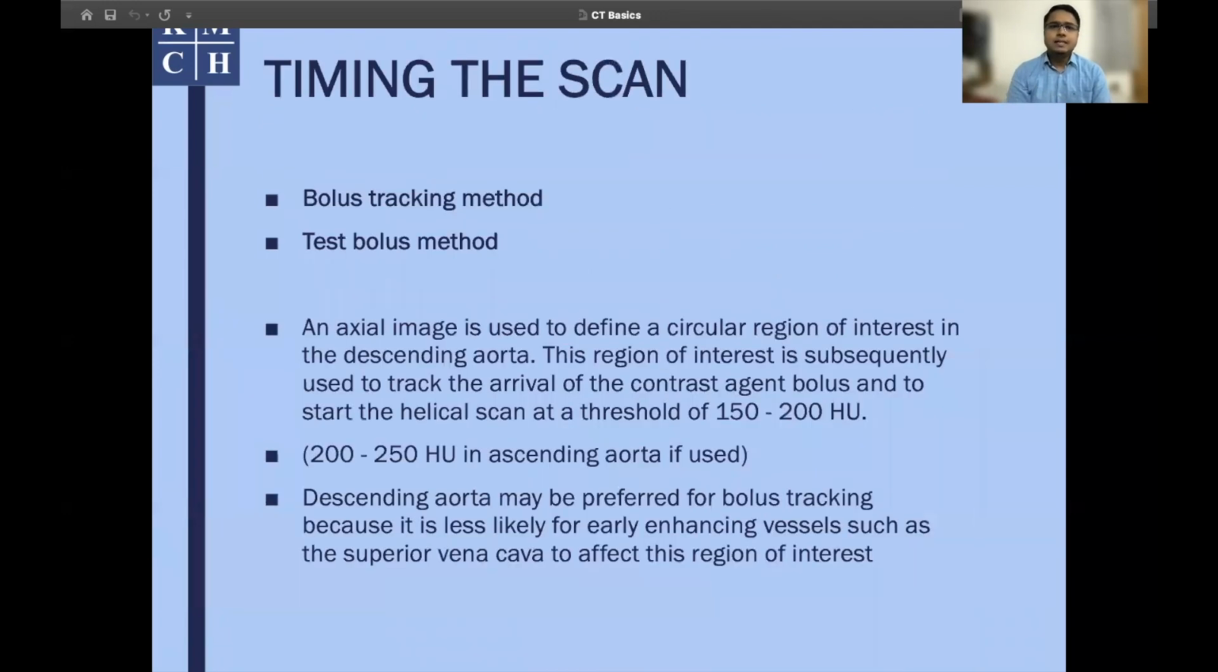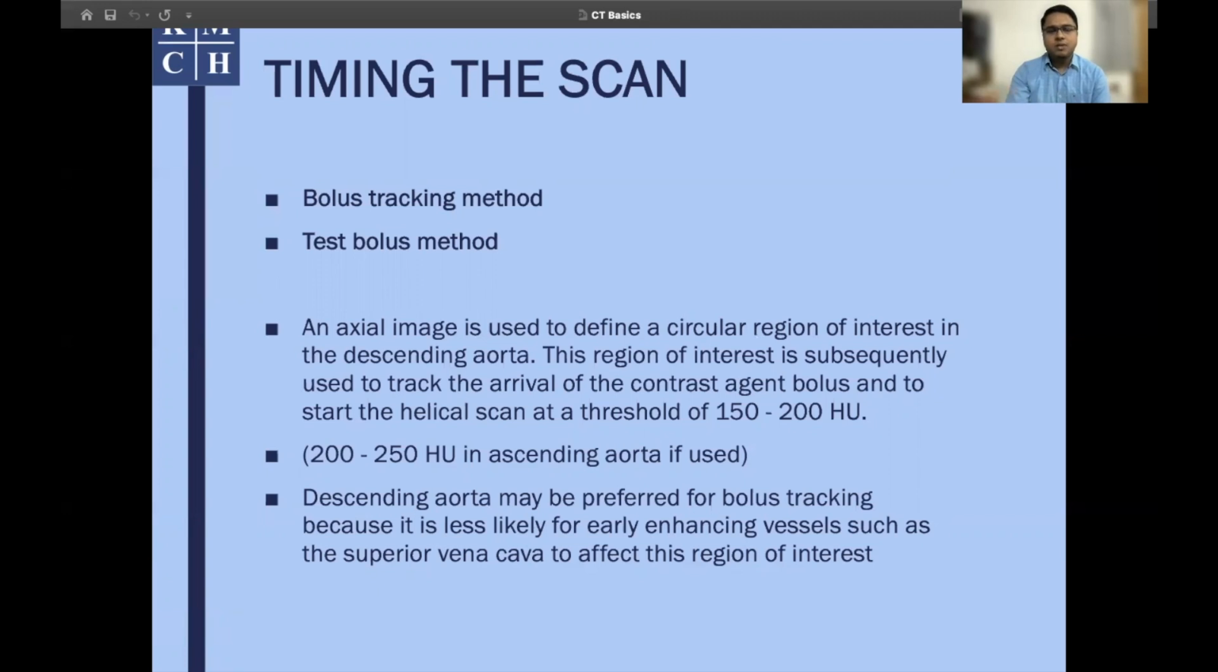Coming to timing the scan, there are two methods you can use: one is bolus tracking and the other is the test bolus method. In bolus tracking, you inject the contrast, do an axial section at the level of the MPA bifurcation, and keep on repeating the scan so that you track the contrast bolus that is coming into the veins, into the heart and into the great vessels. Whereas in the test bolus method, you inject a small amount of contrast before the study, do the same thing and measure the time taken for the contrast to reach the great vessels, so that when you do the proper CT coronary angiogram, you give the same time as the scan interval.